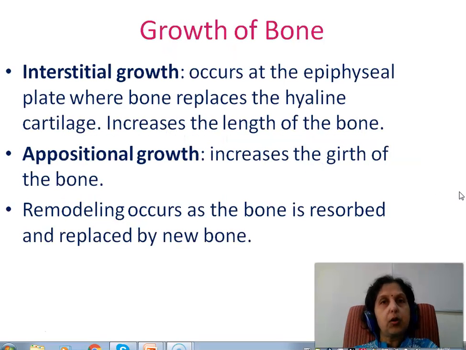Growth of the bone. Interstitial growth occurs at the epiphyseal plate where bone replaces the hyaline cartilage. This increases the length of the bone. Appositional growth increases the girth of the bone. Remodeling occurs as the bone is resorbed and replaced by new bone.